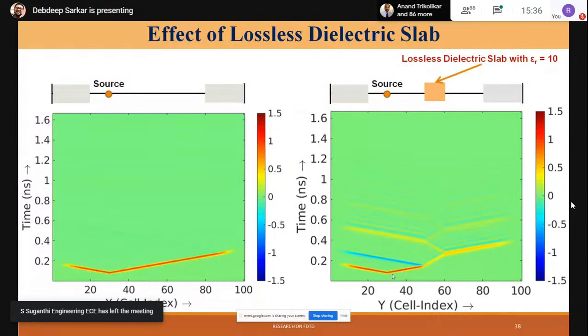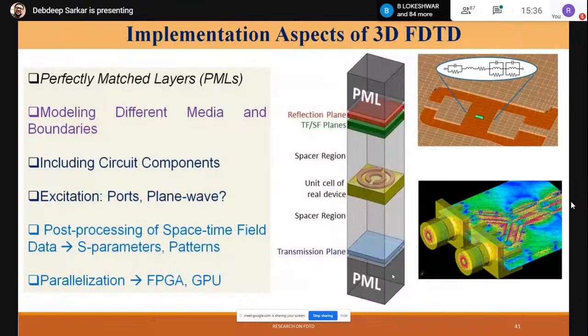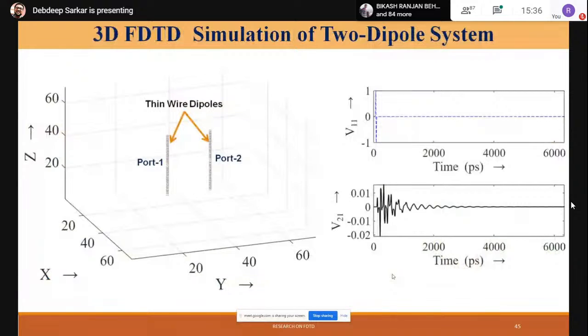So when you have the information of these two time series, you can now get the Fourier transform of the reflected pulse, and you can get the Fourier transform of the launched pulse, and you can calculate the reflection coefficient.